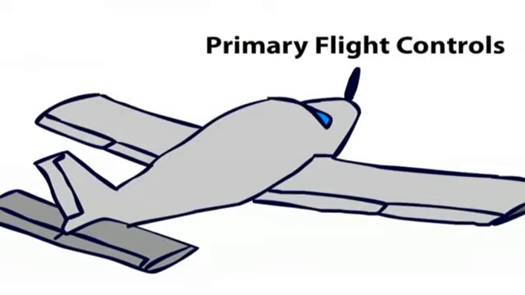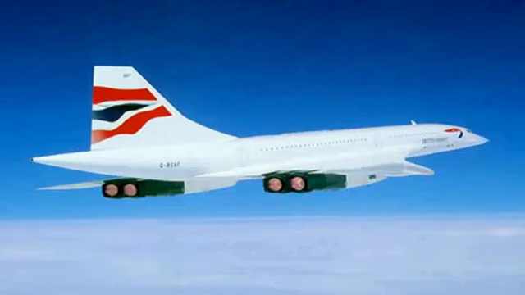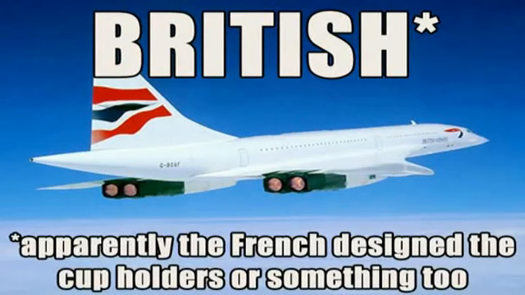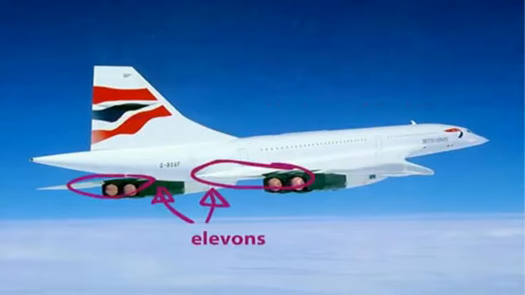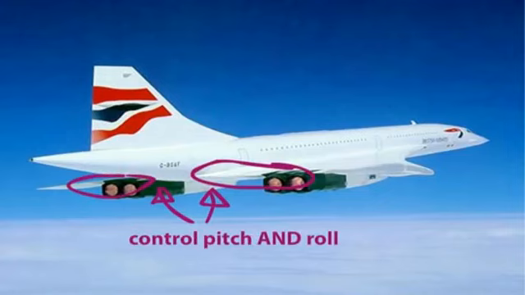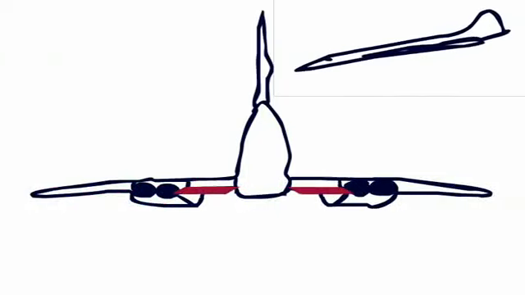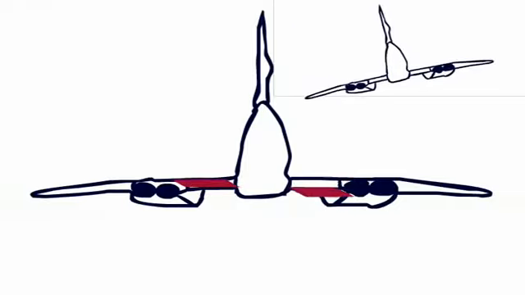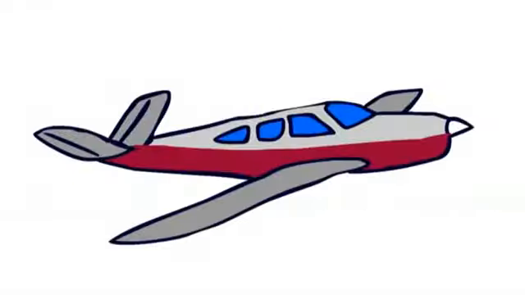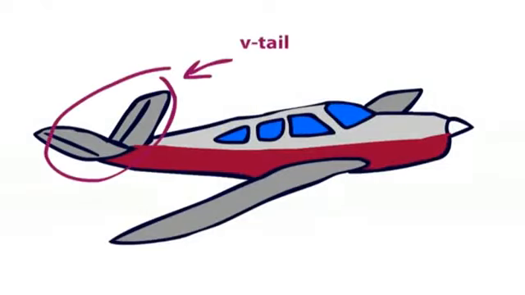A good example of this is Concorde, the finest aircraft ever constructed. Mainly because it was British. You can see it has no horizontal stabilizer, so there is nowhere for an elevator. It controls itself in pitch and in roll, using these elevons, which combine the functions of the elevator and the ailerons into one set of flight controls. They work by moving up and down together, like an elevator, for pitch control, or in opposite directions, to control roll. Similarly, you can get a V-tail, like this Beechcraft Bonanza, which combines the elevator and the rudder.